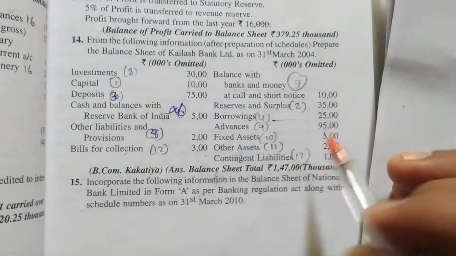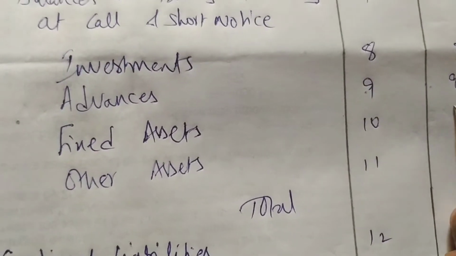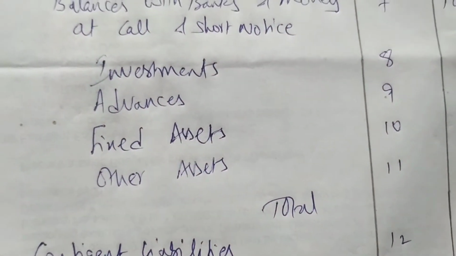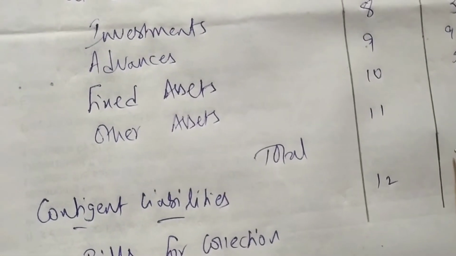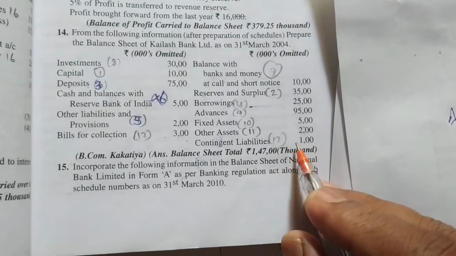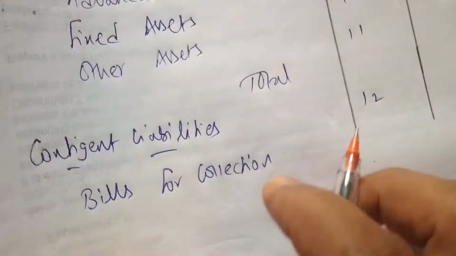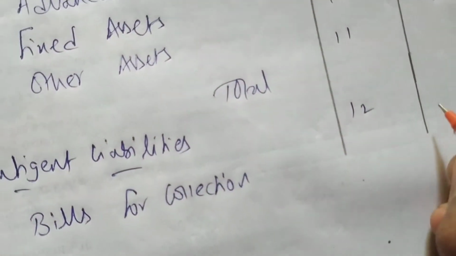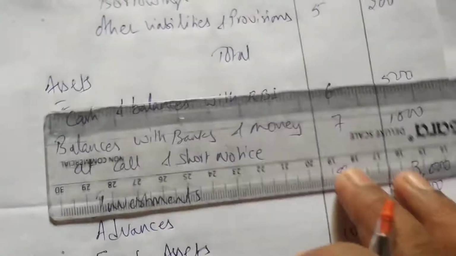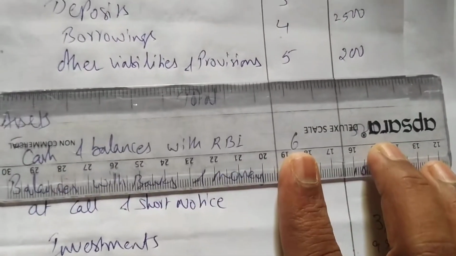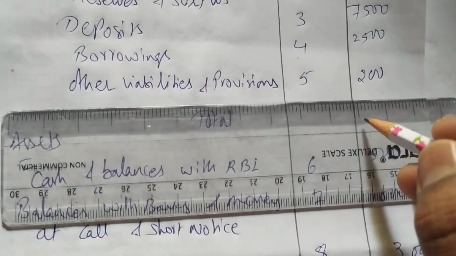Assets, we are having fixed assets 5,000, so schedule 10, 5,000, sorry 500. After that we are having other assets 200. Next we are having contingent liability 1,000. So write contingent liability also 1,000. So we have written all the required information. Now we'll do the total.